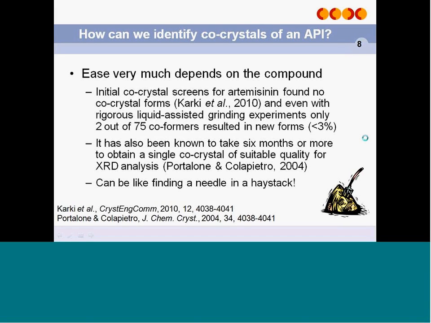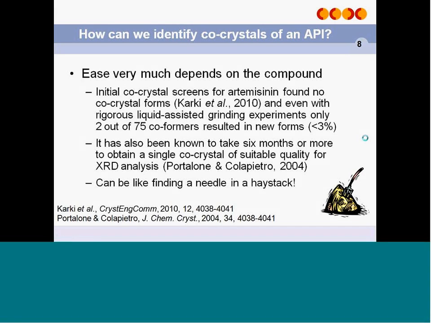For another compound called artemisinin, which is another pharmaceutical, initial co-crystal screens on this found no co-crystal forms at all. And even with rigorous liquid-assisted grinding experiments, only 2 out of 25 co-formers actually resulted in a new solid form. So this is less than 3%. Other studies have found that it takes 6 months or more just to find a single co-crystal of suitable quality for X-ray diffraction analysis. So it's by no means always an easy situation, and it can be like finding a needle in a haystack.